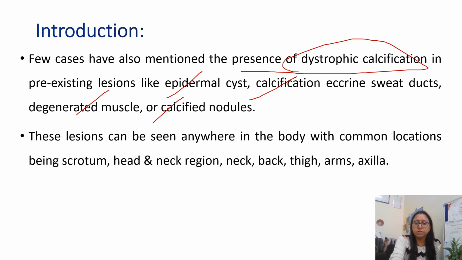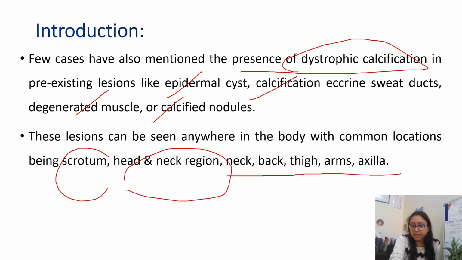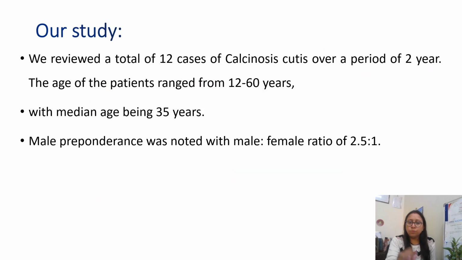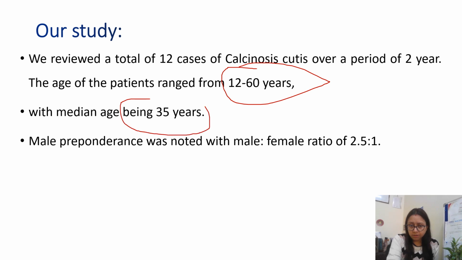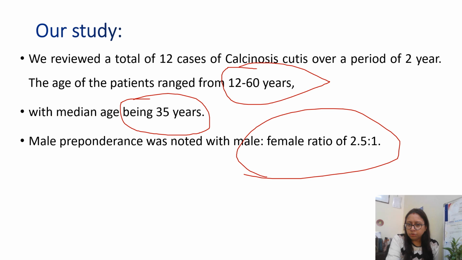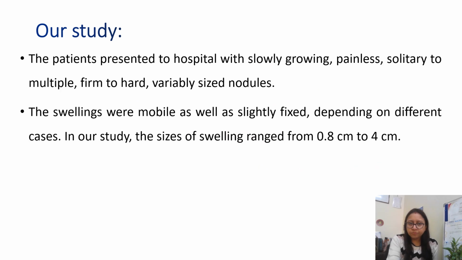However, the common locations are the scrotum, head and neck region, neck, back, thigh, arms, and axilla. So what we did, we reviewed our data and we followed 12 cases of calcinosis cutis over a period of 2 years. The age of the patients could be at the extremes, like 20 to 60. Our age group was 12 to 60 years. The median age in our study was 35 years, and there was a male preponderance. The male-female ratio was 2.5:1.